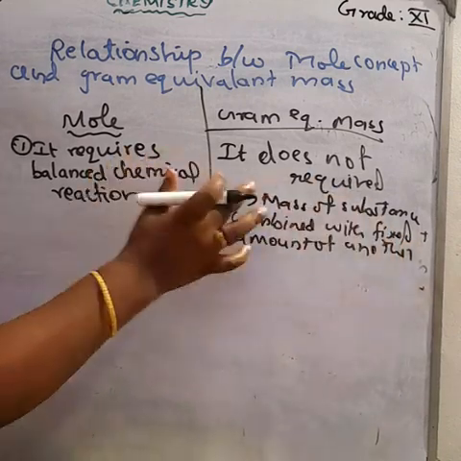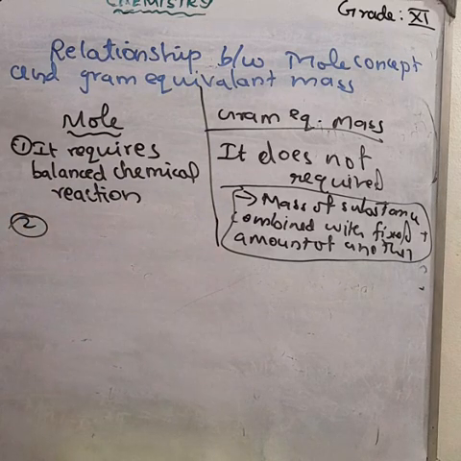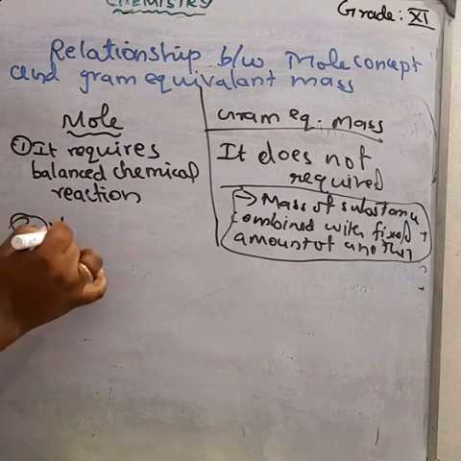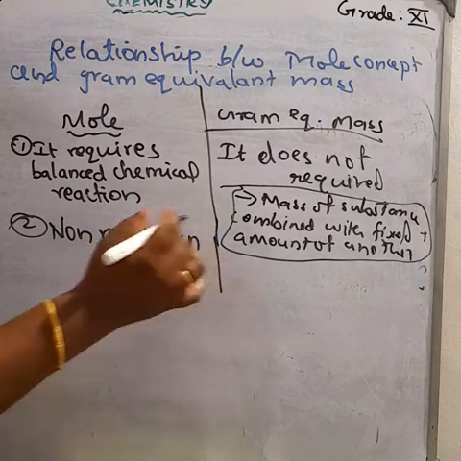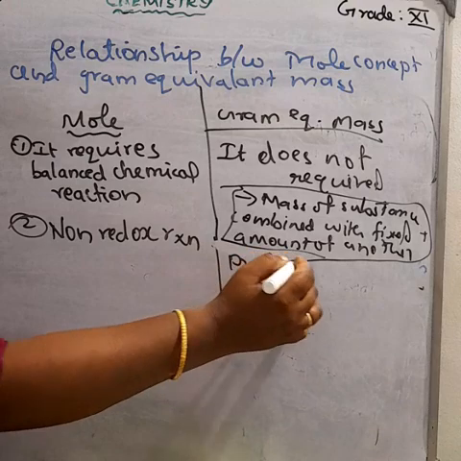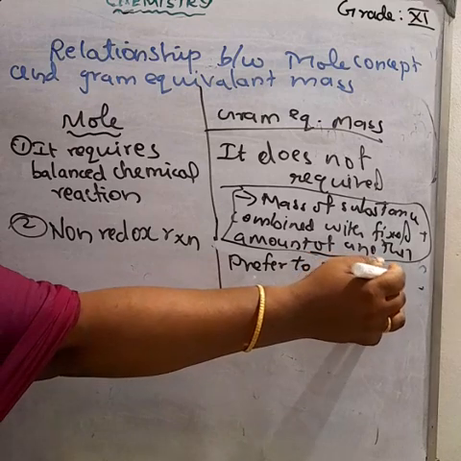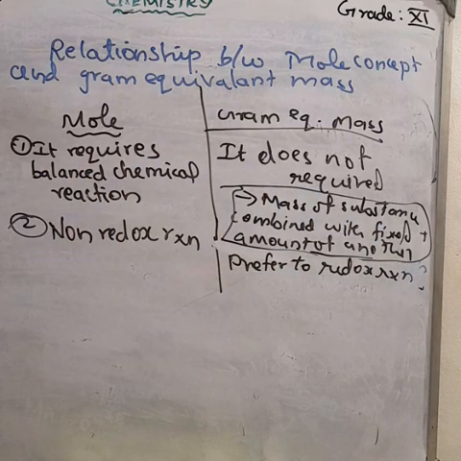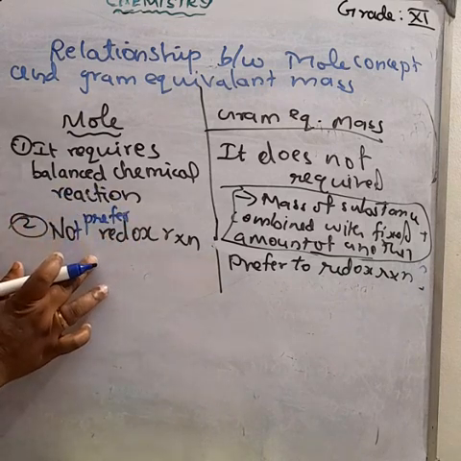Next, the mole concept is preferred for non-redox reactions, but the gram equivalent concept is preferred for redox reactions. Already we studied oxidizing and reducing agents, and we can calculate the gram equivalent mass of the oxidizing and reducing agent. Redox means both oxidizing and reducing. So the gram equivalent mass is suitable for redox reactions, but the mole concept is suitable for non-redox reactions.